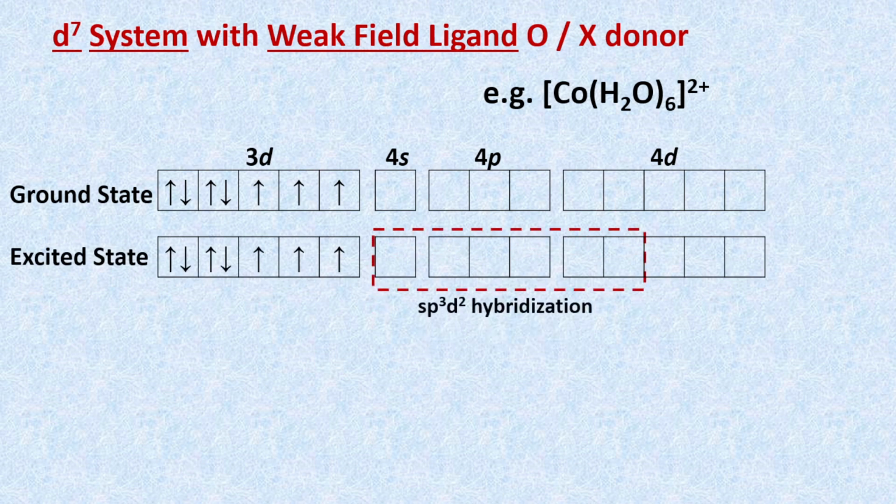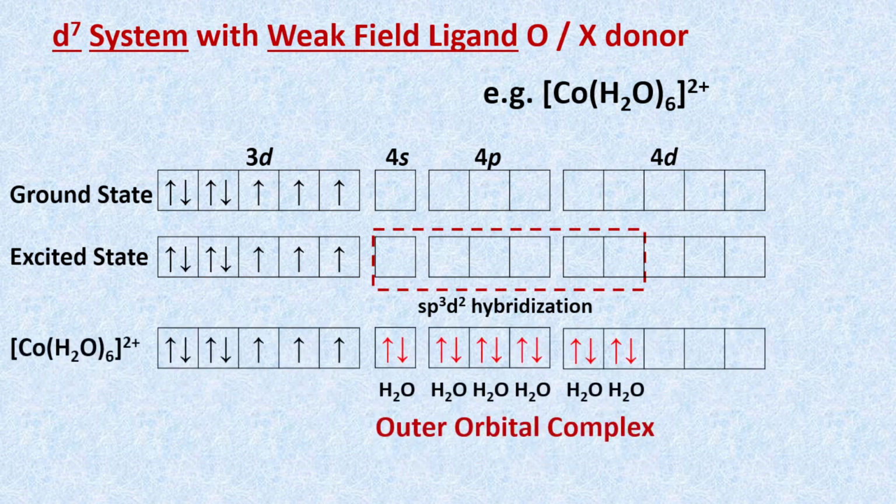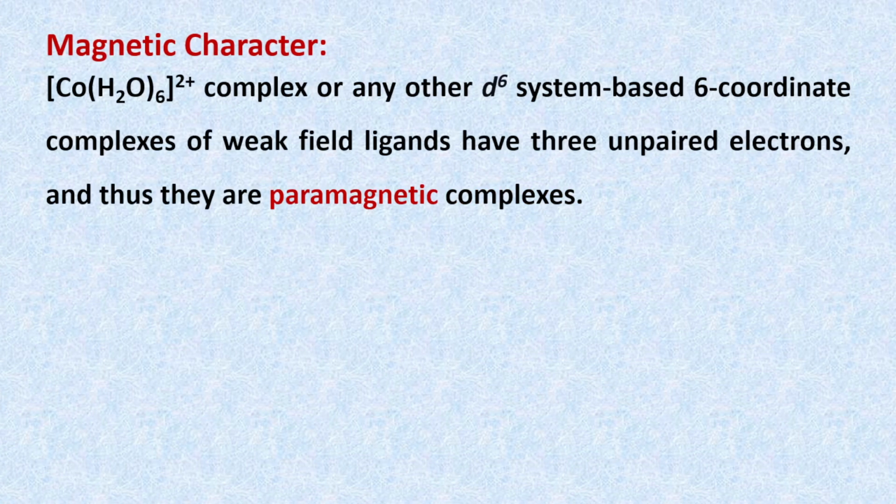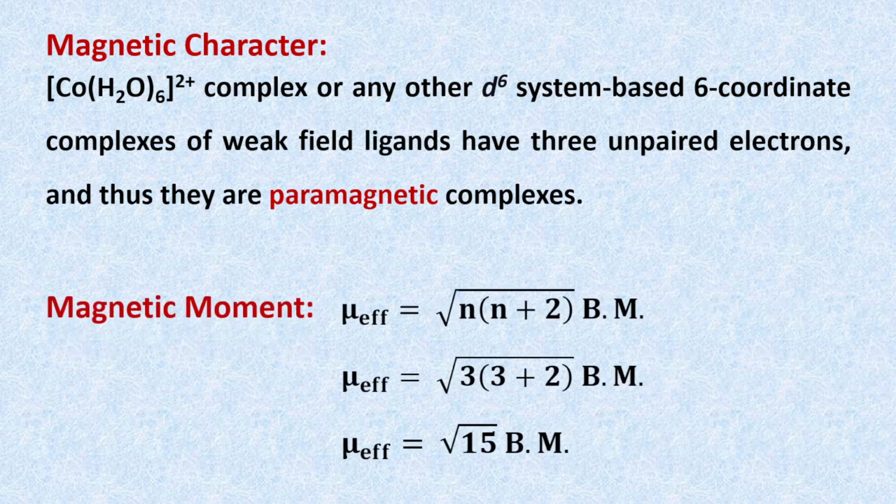Now the one vacant 4s, 3 4p and 2 4d orbitals hybridize to give sp3d2 hybrid orbitals. Then the 6 ligands donate their sigma electrons to form an outer orbital complex. This complex, or any other d7 system based 6 coordinate complex of weak field ligand, has 3 unpaired electrons, so they are paramagnetic complexes and the magnetic moment is root 15.